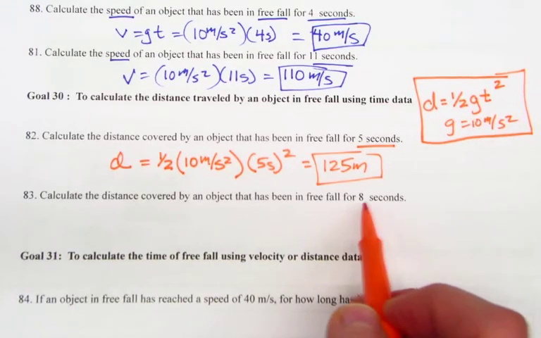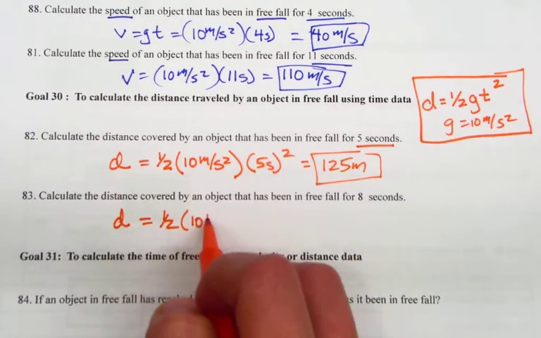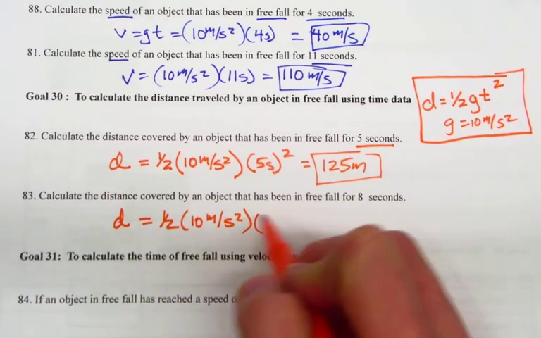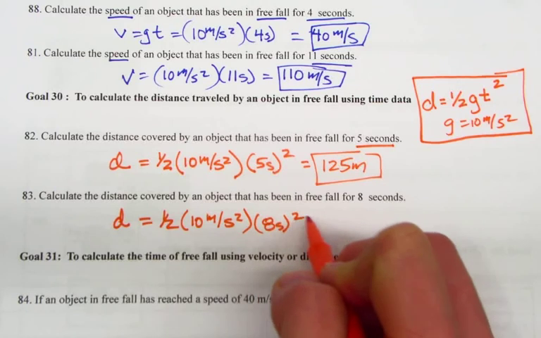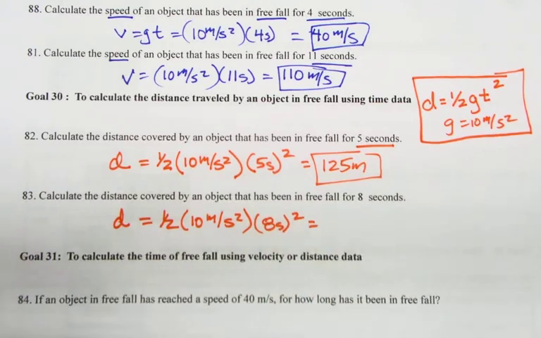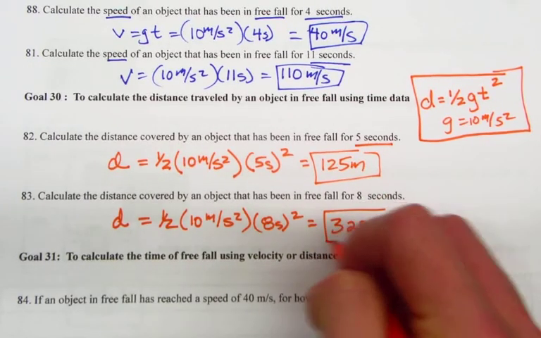For the next one, it's for 8 seconds. So that's d equals 1/2 times 10 meters per second squared times 8 seconds squared, and then you're going to get 64 times 5, which is 320 meters.